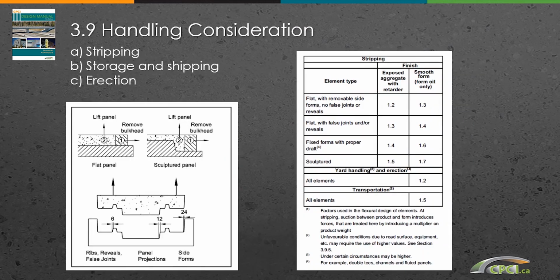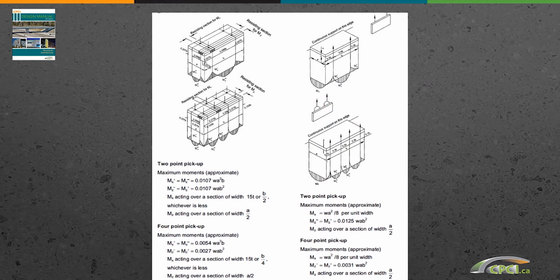Okay, handling and consideration. Obviously, at stripping, you need to make sure that you multiply the weight of the element by a magnification factor, to make up for the fact that when you strip, there is certain suction on the piece that will increase the force developed at the support points. And this formula here, or this table here, is very important, depending on what kind of material you're using, what kind of surface that you are achieving. And obviously, everybody knows what I'm talking about here.